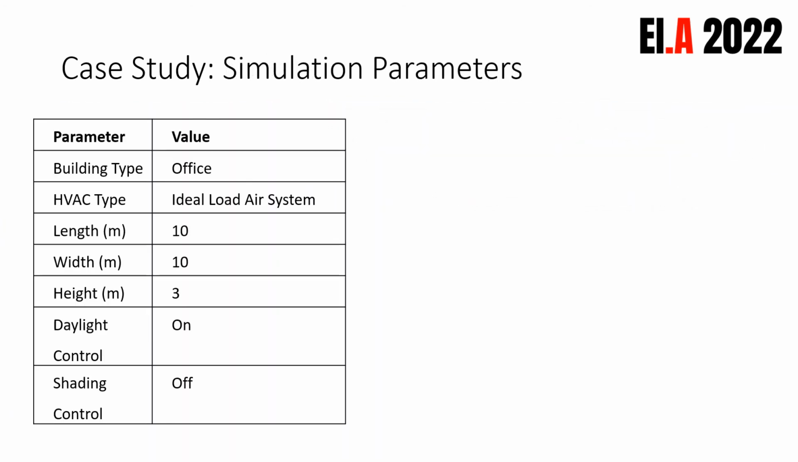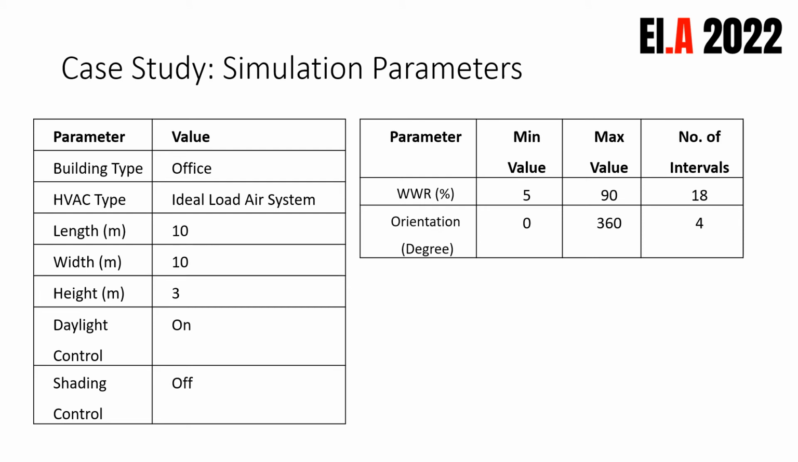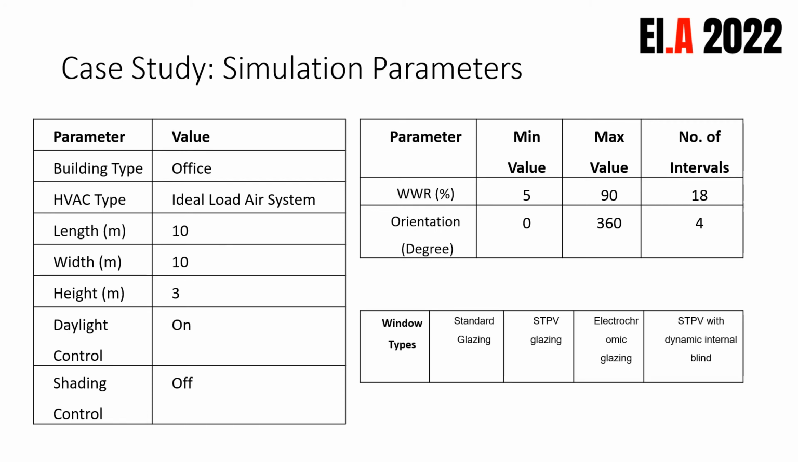These are all the fixed and variable parameters used in the simulation model for the case study. A square office room with length and width of 10 meters and height of 3 meters was modeled in EnergyPlus. The HVAC installed in the model was an ideal load air system, and the daylight control is kept on with continuous dimming as the control type to save electricity. The shading control is kept off. The variable parameters were orientation and WWR, with 4 primary orientations and 18 WWR points. The window types were STPV glazing, STPV with dynamic internal blind, electrochromic glazing, and standard glazing.